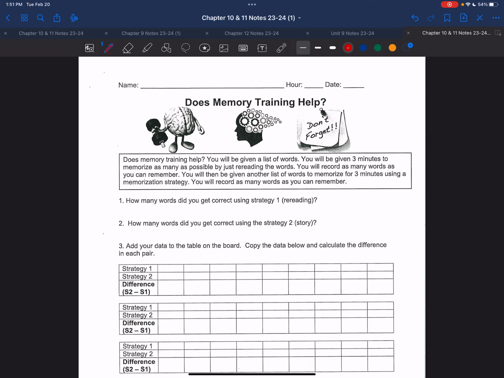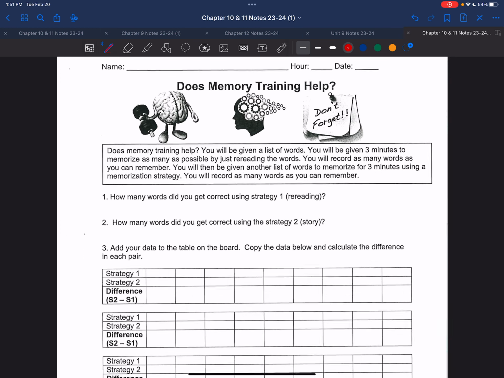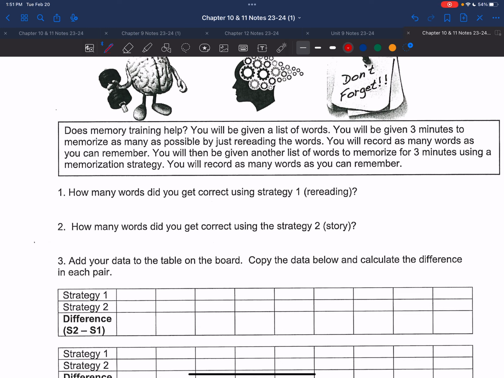It says, does memory training help? You will be given a list of words. You will be given 3 minutes to memorize as many as possible by just rereading the words. You will record as many words as you can remember. You will then be given another list of words to memorize for 3 minutes using a memorization strategy. You will record as many words as you can remember.